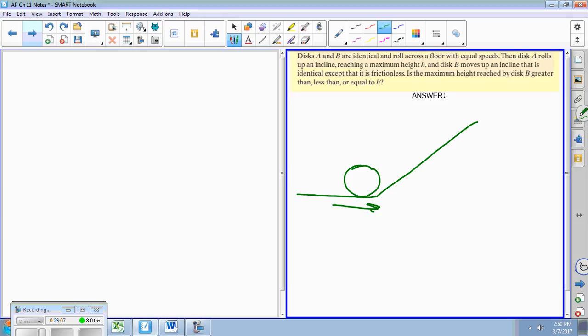So which one's going to go farther? The one that has friction or the one that doesn't? What do you guys think? What were the choices? So B is the one that's frictionless. How many of you think that B is going to go farther up because it's frictionless? How many of you think A is going to go farther up? That's weird. Doesn't it seem like friction should stop it?